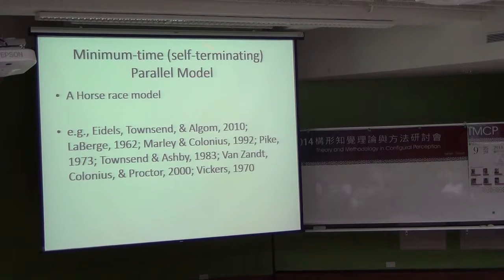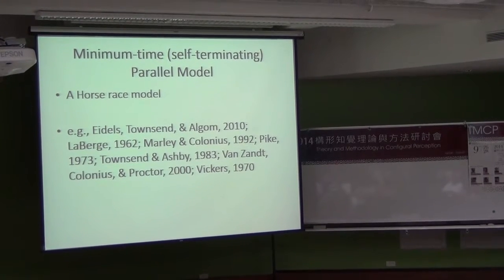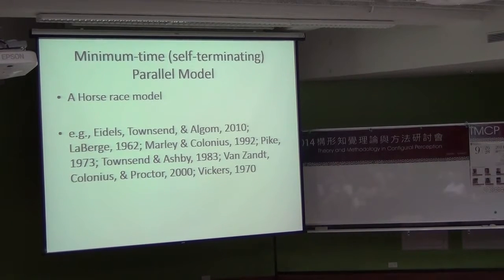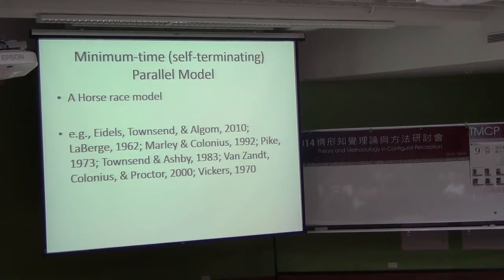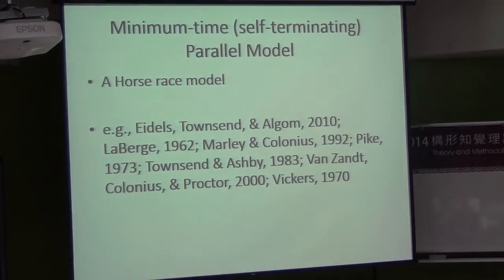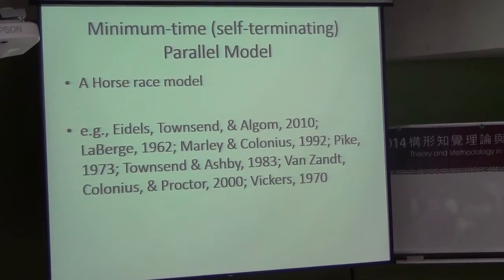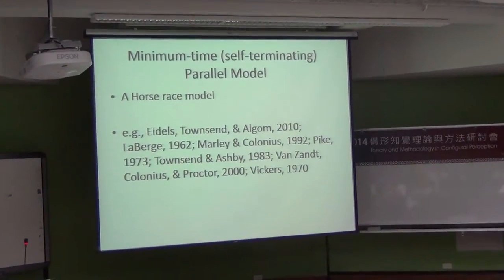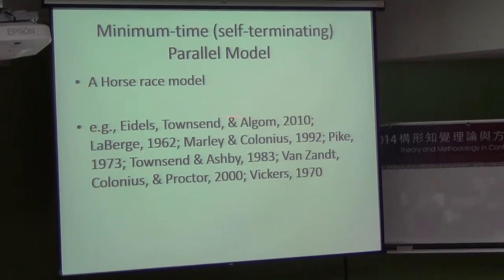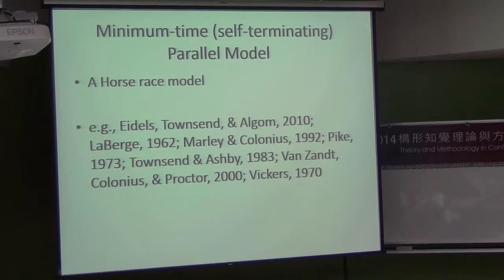The minimum time parallel self-terminating model, the so-called horse race model, can predict a similar finding of failure of selective attention to features in a task that is very similar to the part-whole paradigm I presented at the beginning. In a horse race model, the first horse that finishes the race is the winner. This is the same as the processes: the first facial feature that is detected will trigger the response. The model has been used on different occasions throughout recent research history.